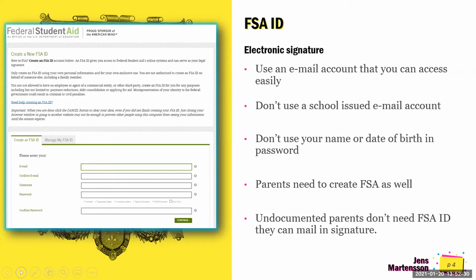If you are an independent student, you do not need a parent to create an FSA ID. If you are a dependent student, you will need your parent's FSA ID. For students that have undocumented parents, they do not need an FSA ID. They can complete their signature on paper and mail it in to Federal Student Aid.